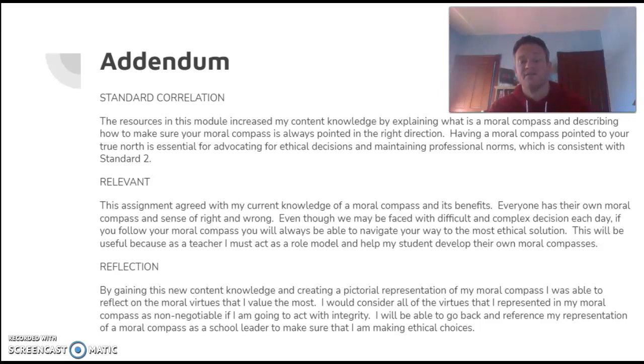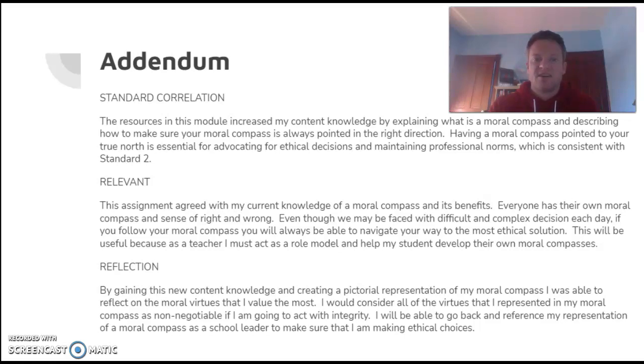And then I have my relevancy piece. This assignment agreed with my current content knowledge of a moral compass and its benefits. Everyone has their own moral compass and a sense of right and wrong. Even though we may be faced with difficult and complex decisions each day, if you follow your moral compass, you'll always be able to navigate your way to the most ethical decision. This will be useful because as a teacher, I must act as a role model and help my students develop their own moral compasses. And then finally, my reflection piece.